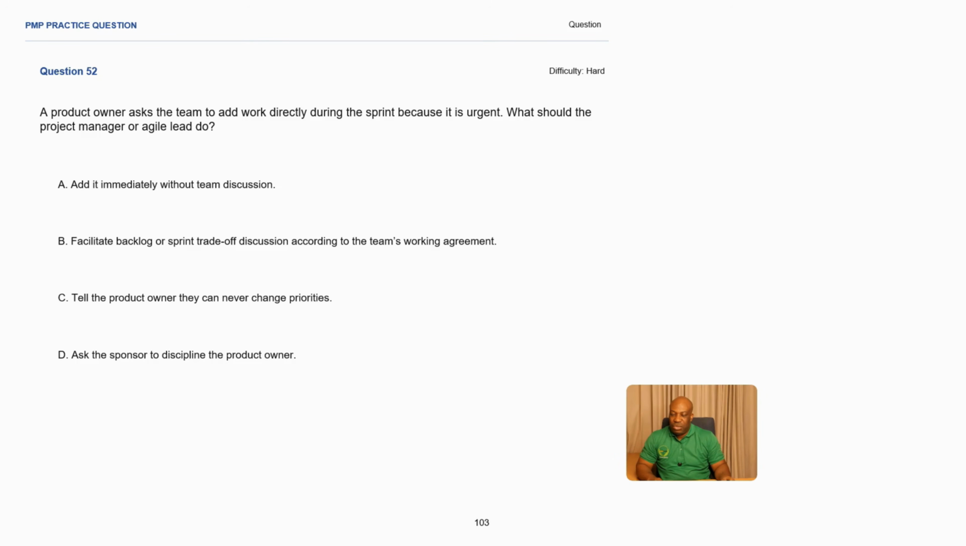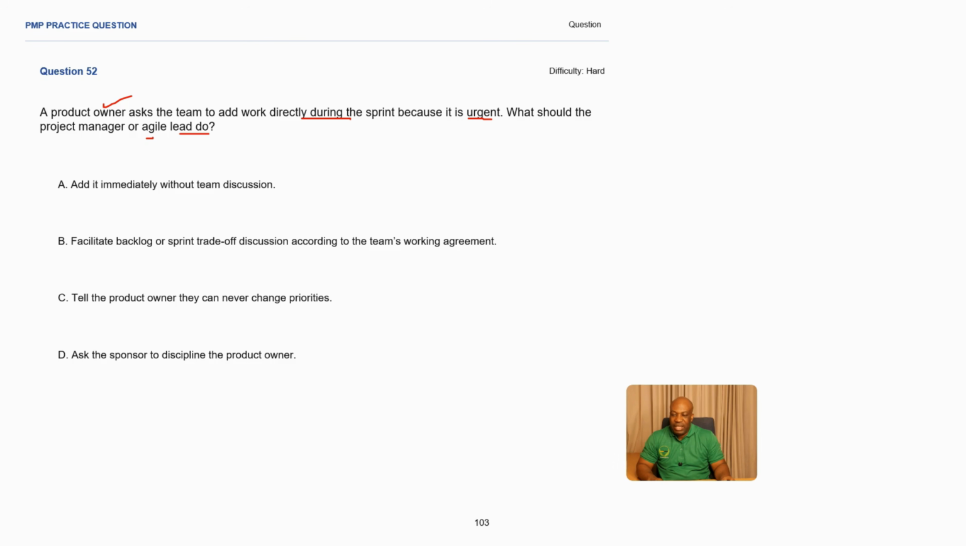Practice question number 52. A product owner asks the team to add work directly during sprint because it is urgent. What should the project manager or agile lead do? Okay. So our problem statement is we have a product owner who is asking the team to add directly during sprint, which means it's not coming through the backlog. That's what the product owner is intending to do because they're making it urgent. What should the project manager or agile lead do? So let us look at the answers now.